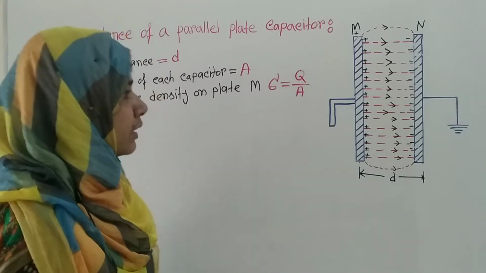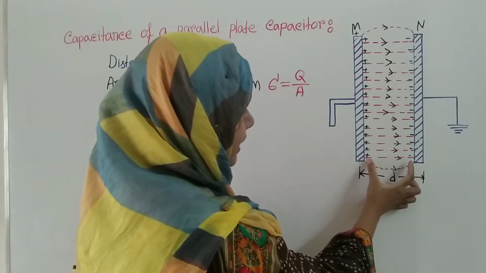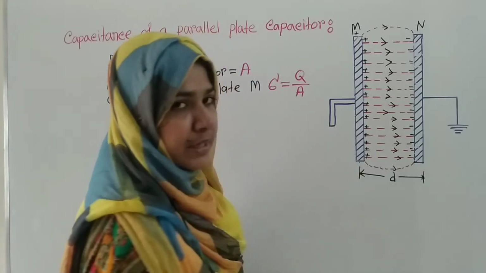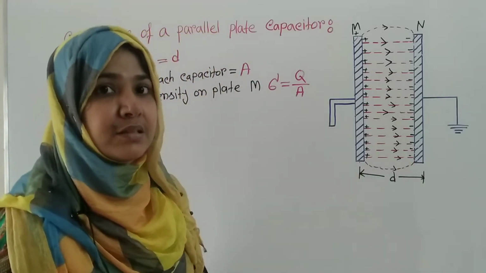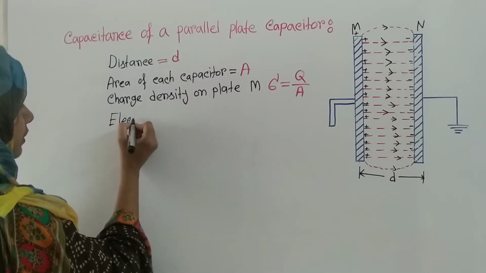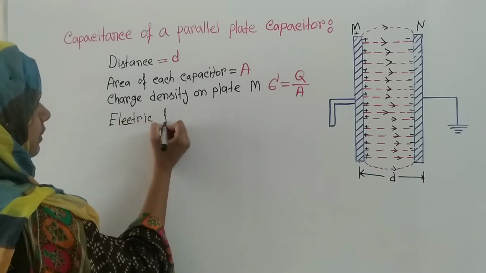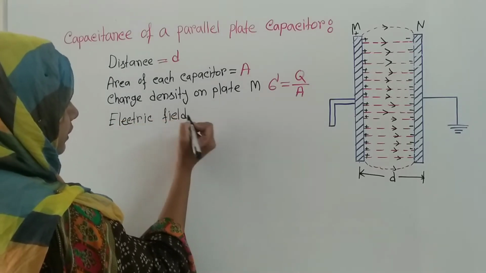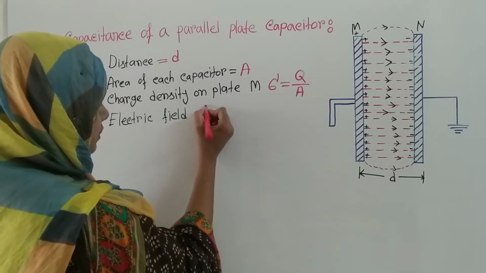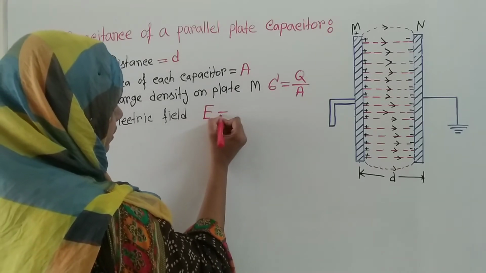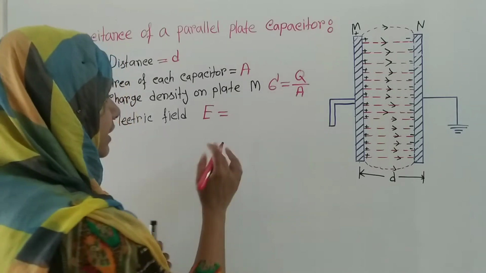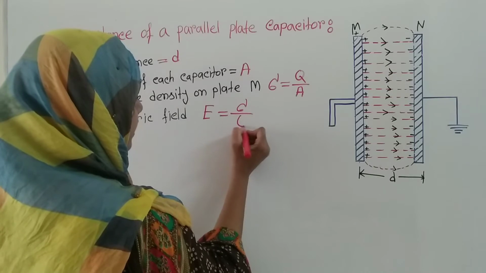Now here you can see that an electric field is created. The electric field between these two parallel plates, if we consider it as E, then we can write that E is equal to, from the relation between the electric field and charge density, sigma divided by epsilon naught.